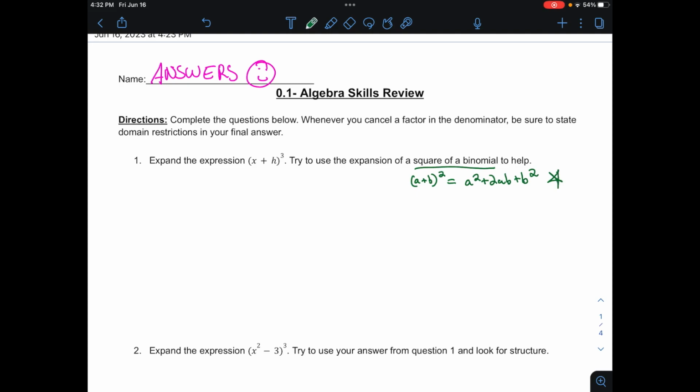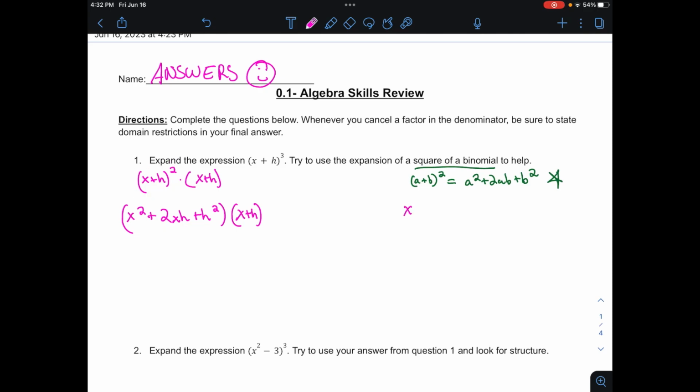That's really handy to have memorized because expanding a binomial square is just really common to have to do. So if we come over here, (x + h)^3 could be written as (x + h)^2 times (x + h). Using the expansion of the square of a binomial, I would get (x^2 + 2xh + h^2) times (x + h).